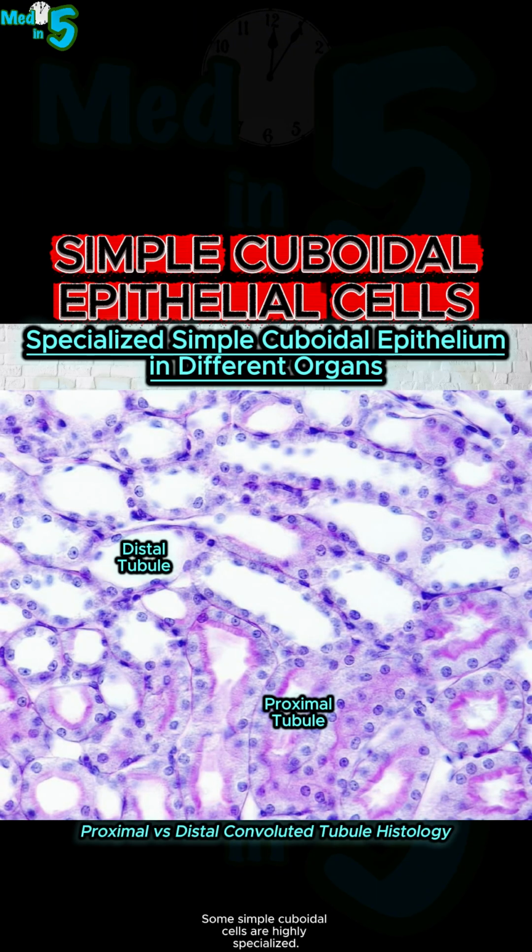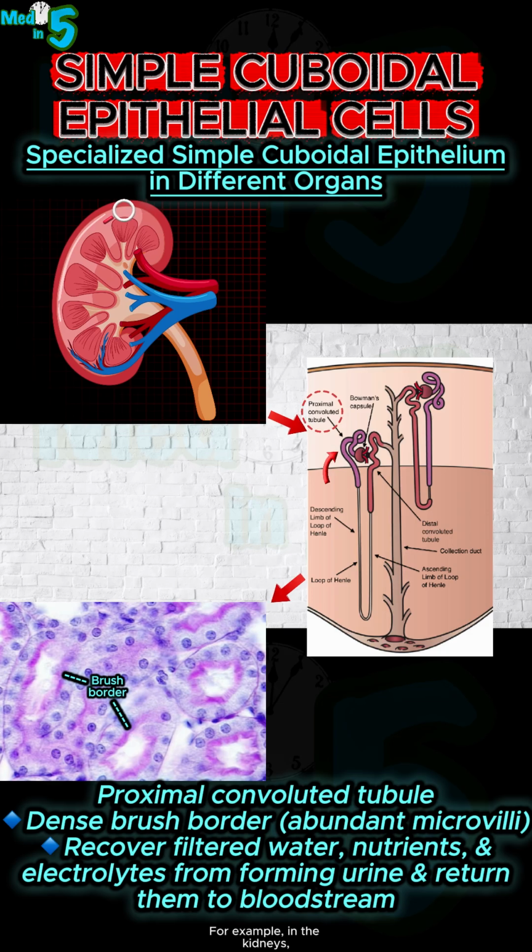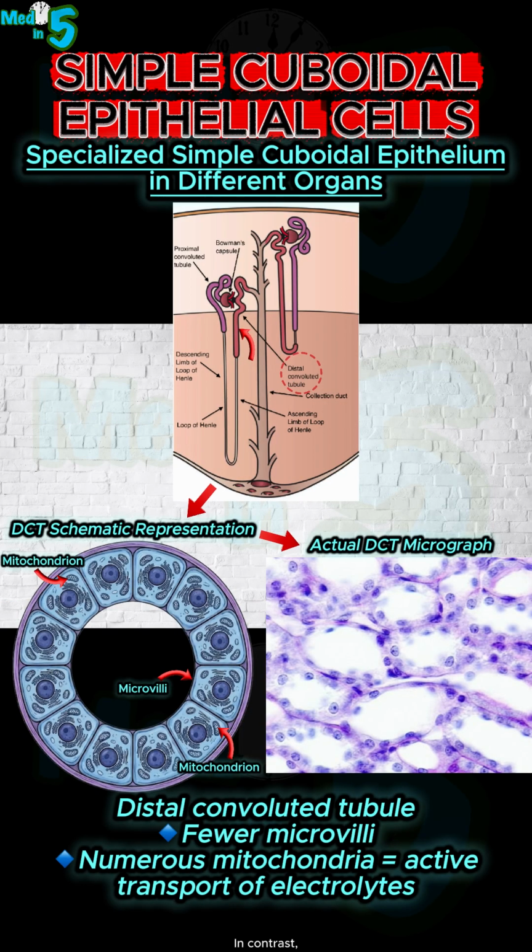Some simple cuboidal cells are highly specialized. For example, in the kidneys, proximal convoluted tubule cells have a dense brush border made up of abundant microvilli. Proximal tubules recover most of the filtered water, nutrients, and electrolytes from the forming urine and return them to the bloodstream. In contrast, distal convoluted tubule cells have fewer microvilli but numerous mitochondria for efficient active transport of electrolytes.